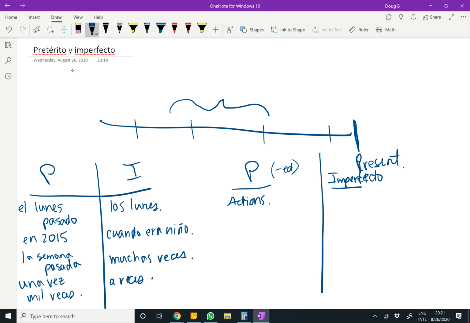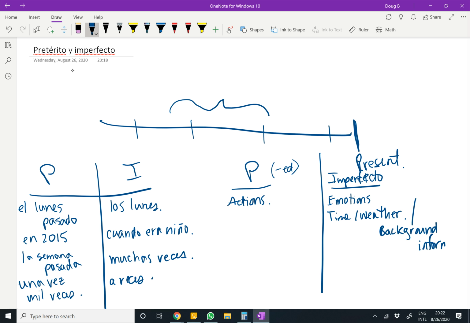Imperfecto, we're going to use this for emotions, what you used to feel in the past, emotions. We're going to use this for time in the past, time and weather. Now, time is a little bit tricky because you always think, well, if it was 2 o'clock, that's a specific period of time. But in Spanish, eran las dos. It was 2 o'clock. Partly because it falls into the category of background information, right?